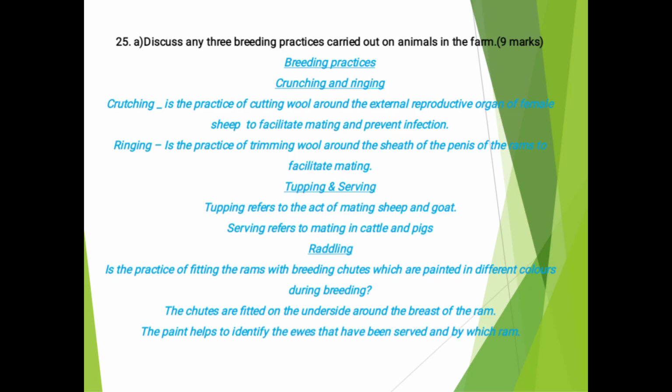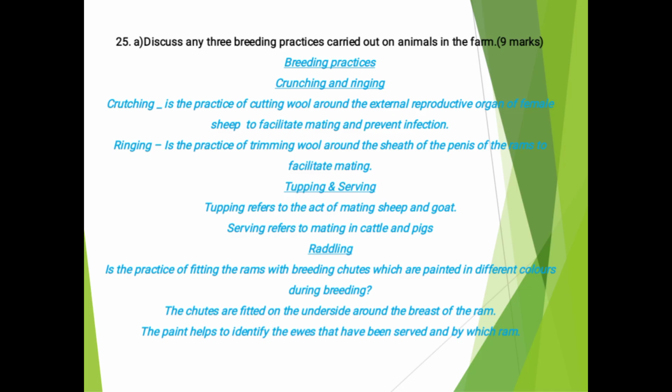Okay, other practices include tupping and serving. Tupping refers to the act of mating sheep and goat. So when you mate sheep and goat, that practice is known as tupping. But when you mate cattle and pigs, that one is known as serving.